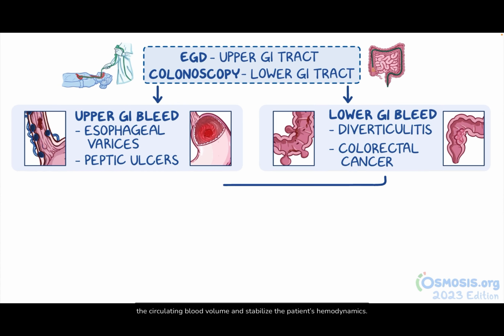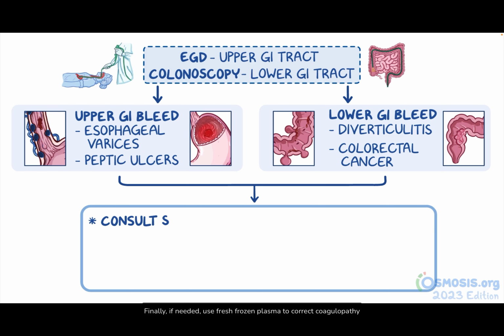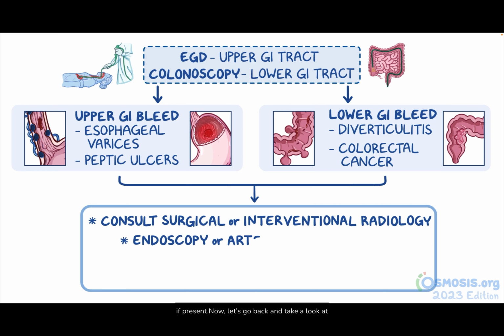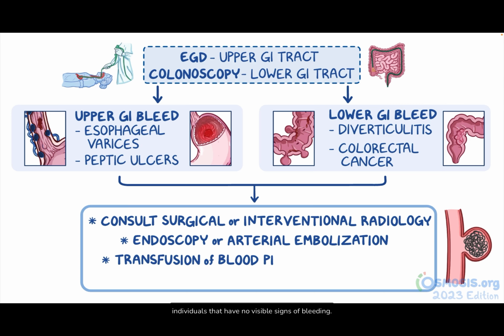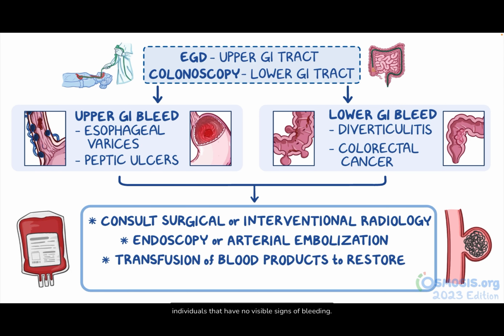If you suspect GI bleeding, you will need to consult the surgical or interventional radiology team for further evaluation and definitive treatment with endoscopy or arterial embolization. Meanwhile, start transfusion of blood products to restore the circulating blood volume and stabilize the patient's hemodynamics. Finally, if needed, use fresh frozen plasma to correct coagulopathy if present.